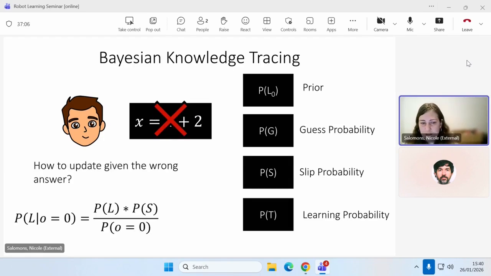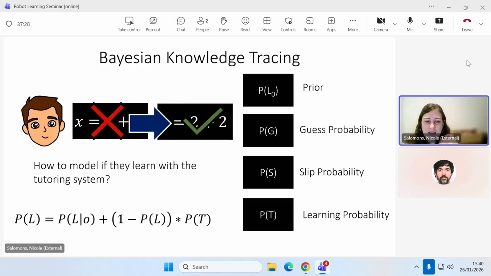How do we also solve the opposite problem: how do we update the student's mastery of a particular skill, given that they got the wrong answer? Well, it's the probability of them having mastered that skill times the probability of them accidentally slipping on that round, divided by the total probability of them getting the answer wrong.